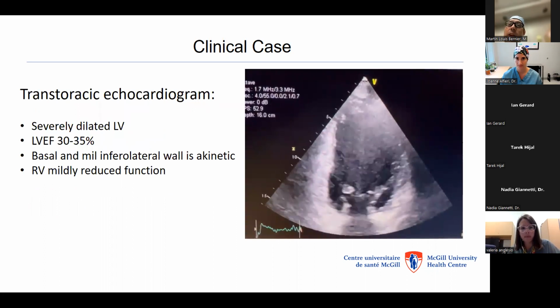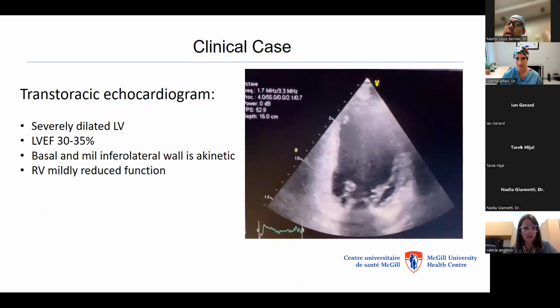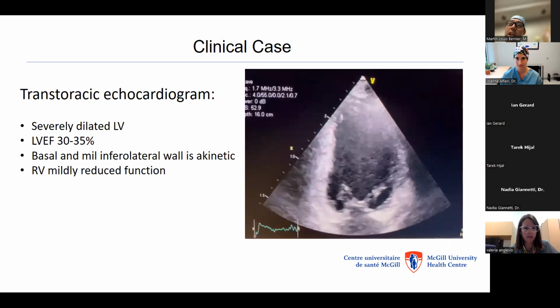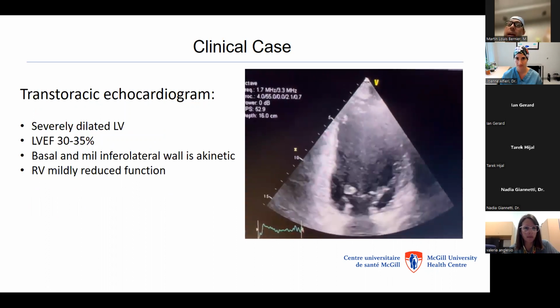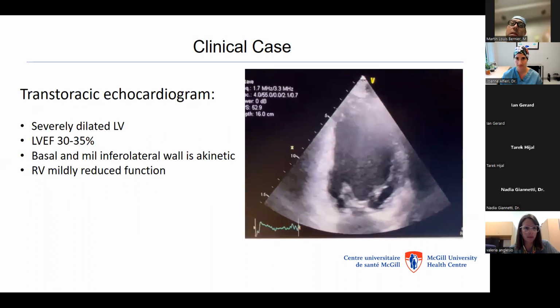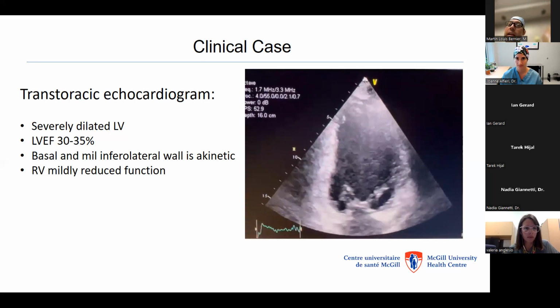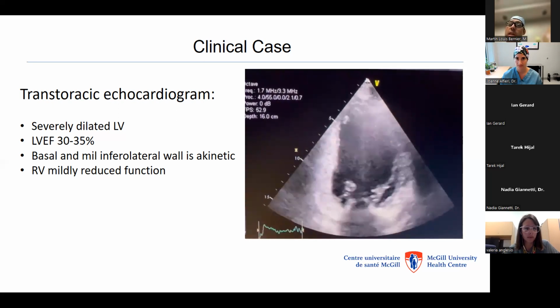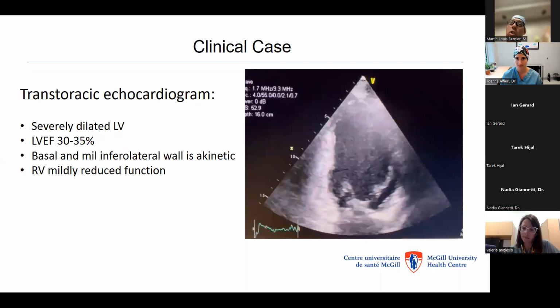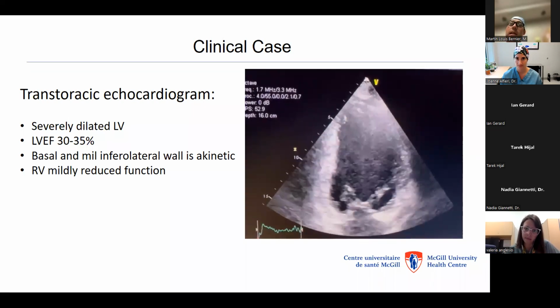At that time, the patient had not evolved much from the ejection fraction point of view, with the dilated LV and the basal and inferolateral akinetic regions predominantly. No major valvular disease. Next slide.